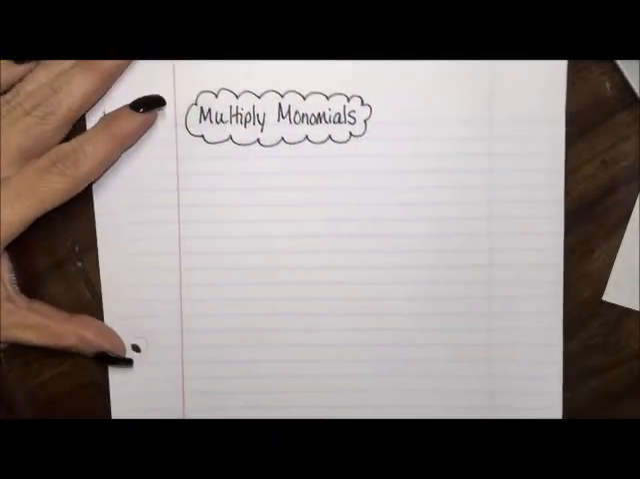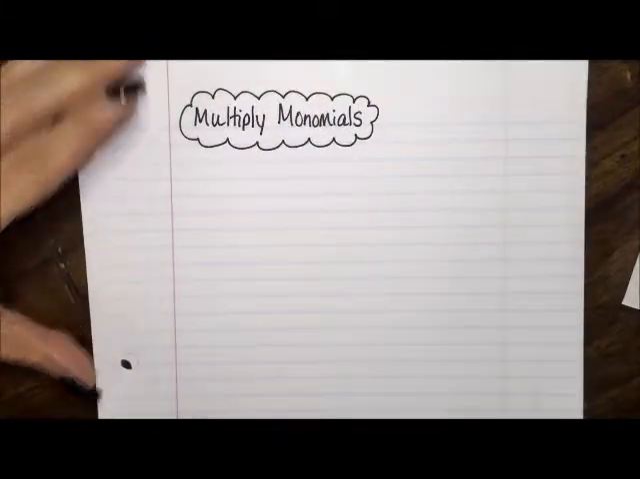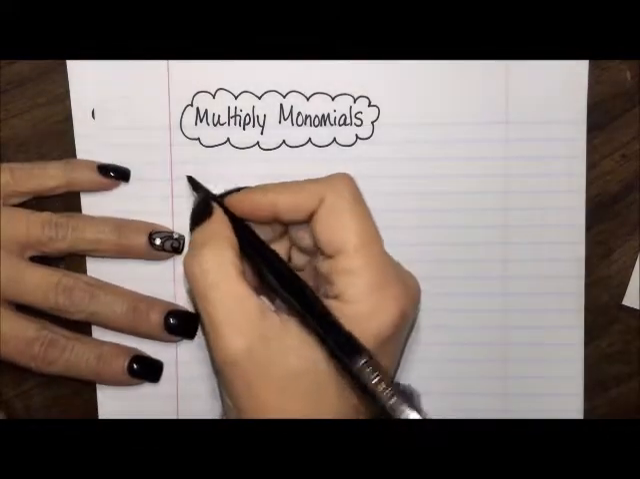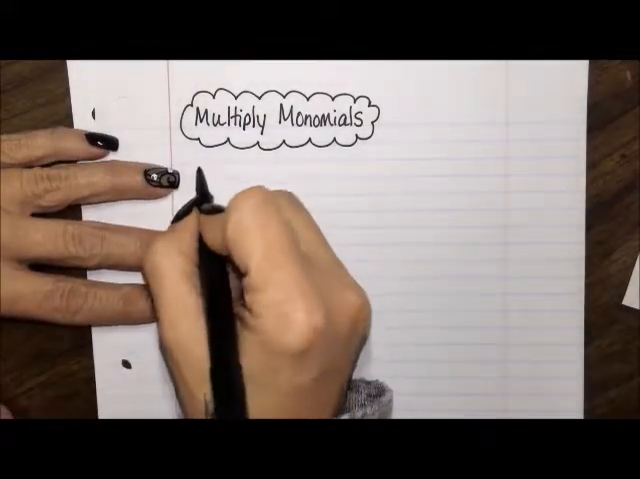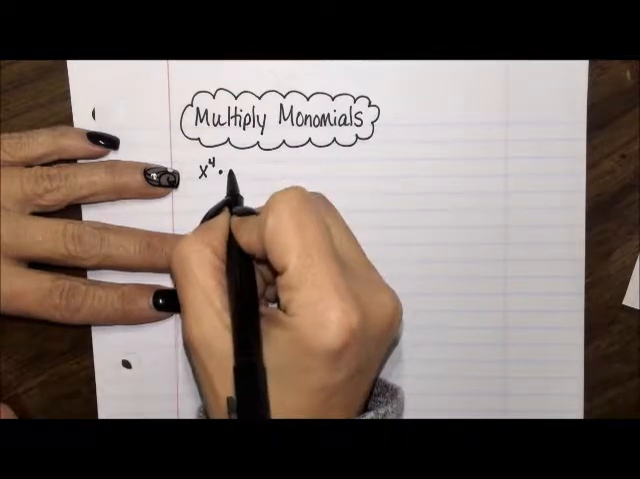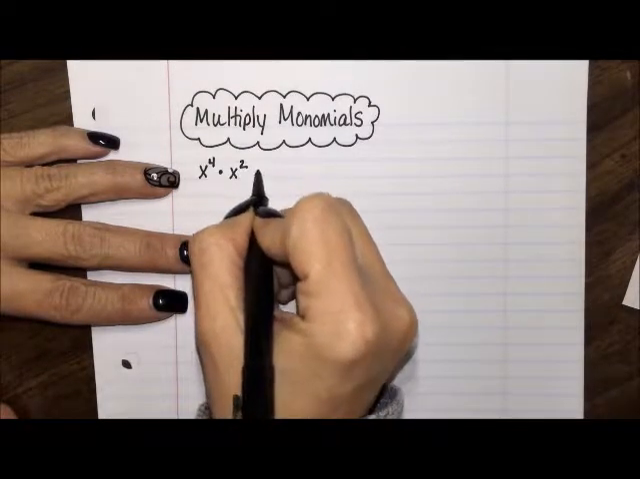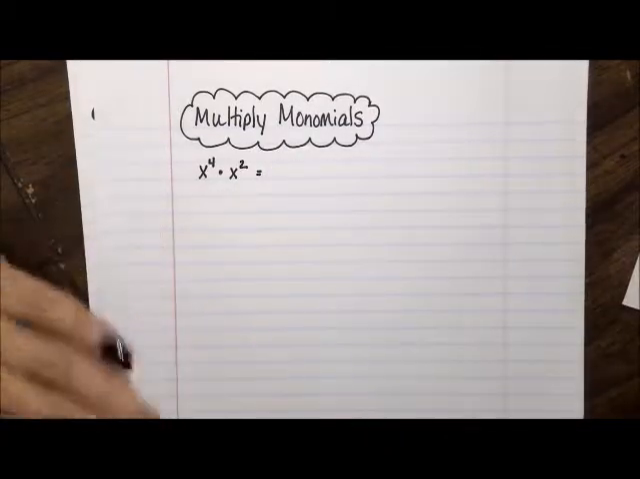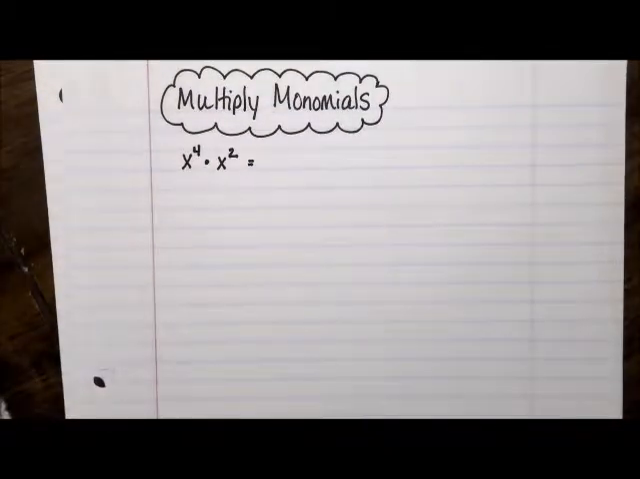Okay, so we know how to add and subtract monomials. Let's talk about how we multiply. What if I give you x to the fourth times x squared? And you're like, oh wait, those are two different families. Yeah, they sure are. So here's what I need to do.